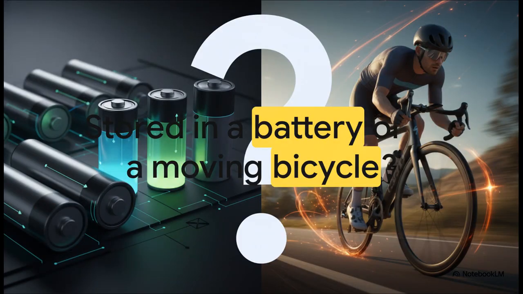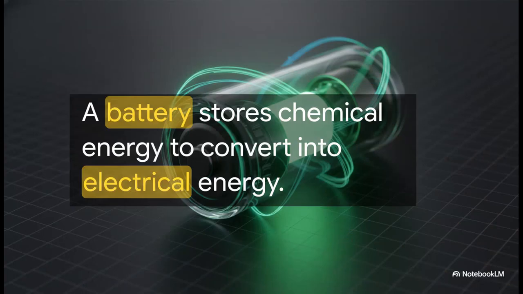Let's test this concept out. Between these two options, where is the chemical potential energy actually stored? In a battery or in a moving bicycle? It's the battery. A battery actively stores chemical energy inside its casing, which it then converts to electrical energy. That moving bicycle represents kinetic energy, the energy of actual motion, not stored chemical energy.